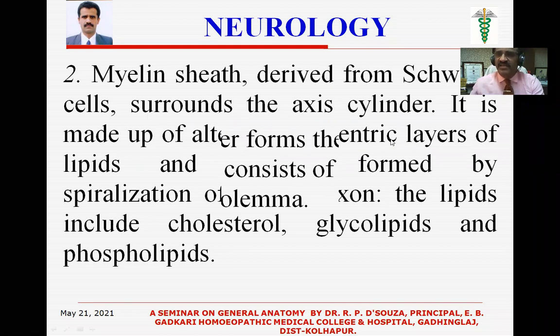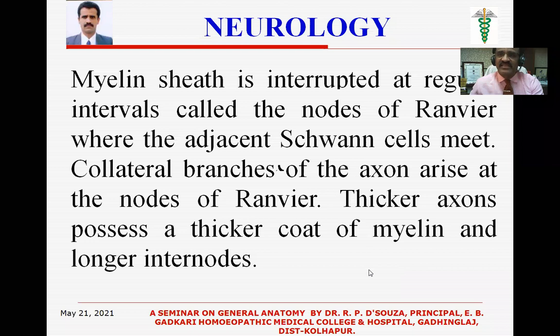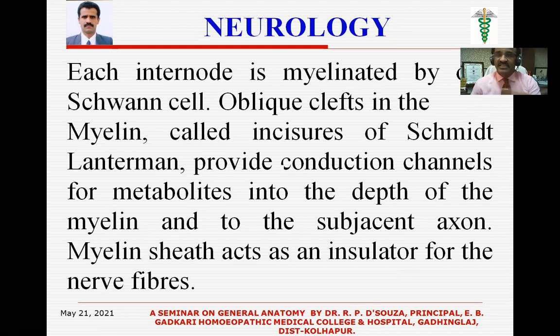It is made up of alternate concentric layers of lipids and proteins formed by spiralization of the mesaxon, and the lipids include cholesterol, glycolipids, and phospholipids. The myelin sheath is interrupted at regular intervals called the nodes of Ranvier, where the adjacent Schwann cells meet. Collateral branches of the axon arise at the nodes of Ranvier. Thicker axons possess a thicker coat of myelin sheath and longer internodes. Each internode is myelinated by a Schwann cell. Oblique clefts in the myelin are called incisures of Schmidt-Lanterman. So many anatomists have discovered so many small things, and those things are named after those anatomists.